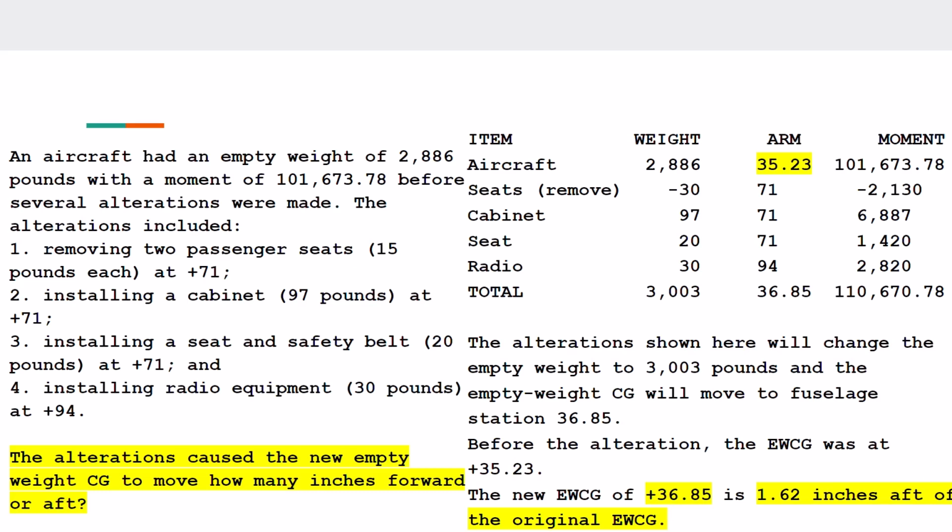So the higher the number from the datum, the more aft you're going. So we're moving aft because we went from 35 to 36. So if you subtract 35.23 from 36.85, it is 1.62 inches, and that is aft of the original empty weight CG. So our answer is the new empty weight CG of 36.85 and is 1.62 inches aft from the original empty weight center of gravity point. And that is our answer.